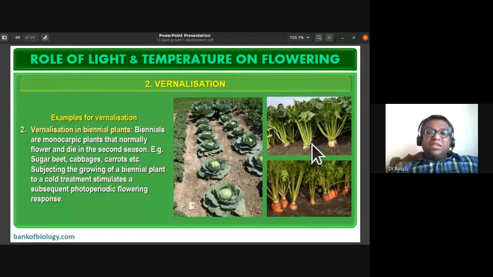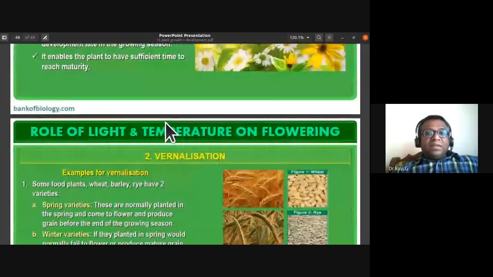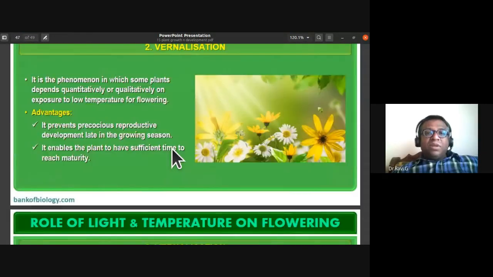So that is about our discussion on plant growth regulators, and we have discussed two concepts. One is photoperiodism, another is vernalization. So we have discussed these two concepts for today's class, and that completes our discussion on plant growth regulators, plant growth and development.